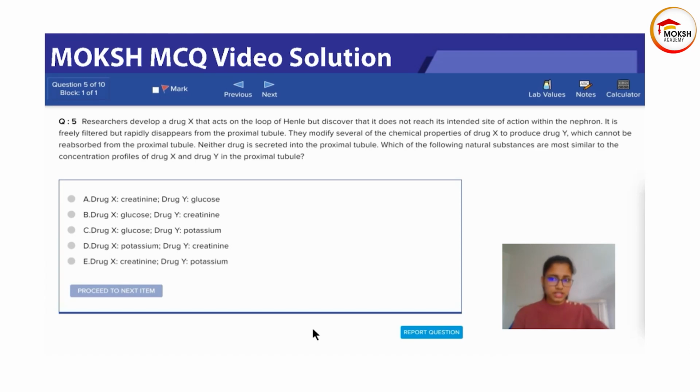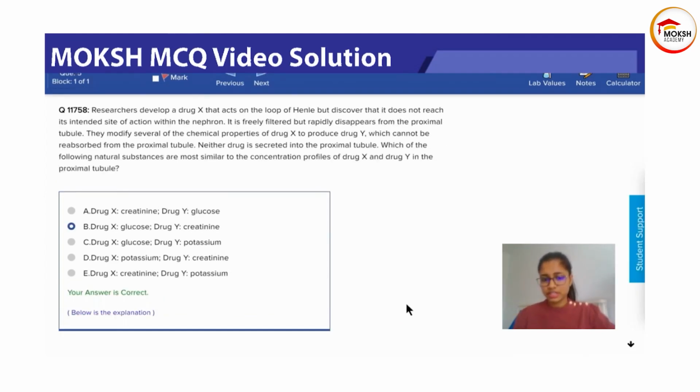Which of the following natural substances are most similar to the concentration profile of drug X and drug Y in the proximal tubule? I have drug X and drug Y. Is it creatinine, glucose; glucose, creatinine; glucose, potassium; potassium, creatinine; or creatinine, potassium? Okay, so glucose and creatinine, right?